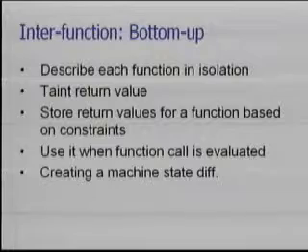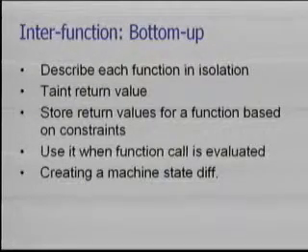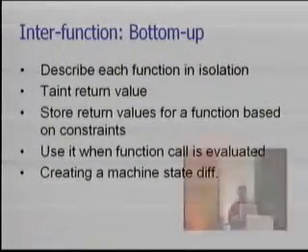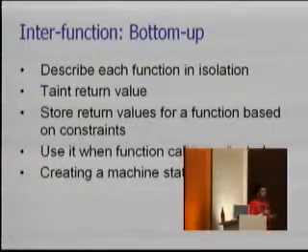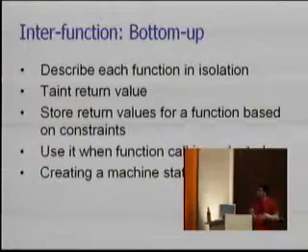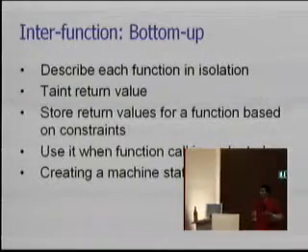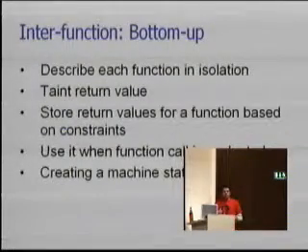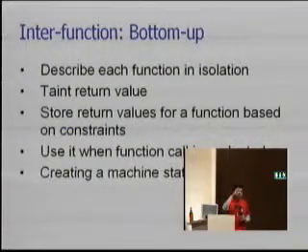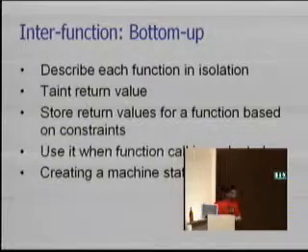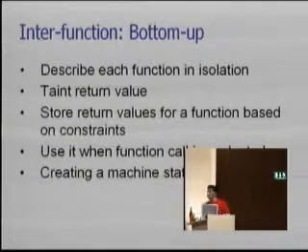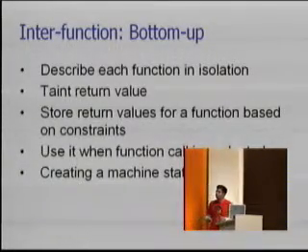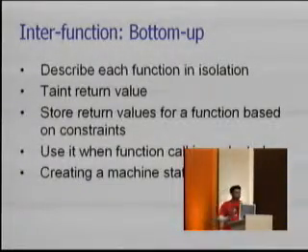So the other solution is bottom up. And in this, you try to describe each function in isolation. You're going to taint the return values, and you try to store an expression or some type of constraints for a transformation. So whatever input you have, based on constraints, if this is less than, this is what this function is going to do. If it's greater than, this is what this function is going to do. And you try to keep that cached.